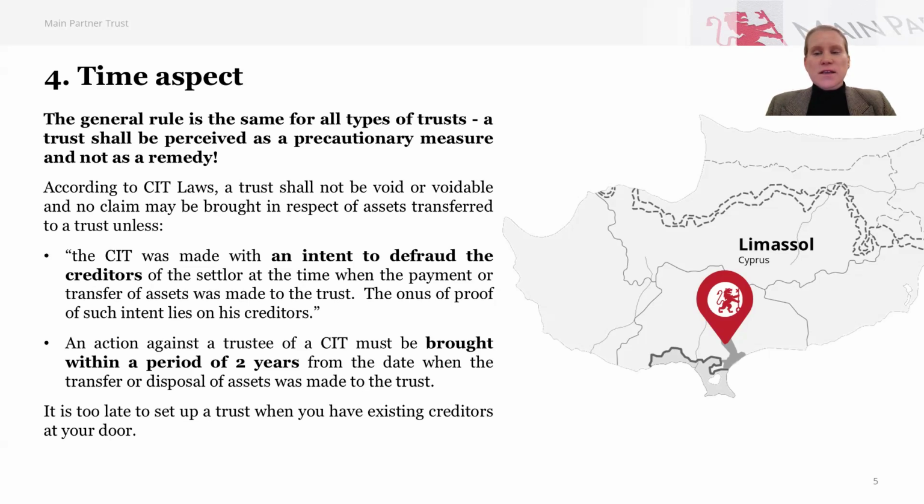not be made with an intent to defraud the creditors at the time the payment or the transfer to the trust is made. The burden of proof of such intent lies on the settlor's creditors. The creditors will also have 2 years from the date of the transfer or disposal of the assets to bring their action aiming to invalidate such transfer.